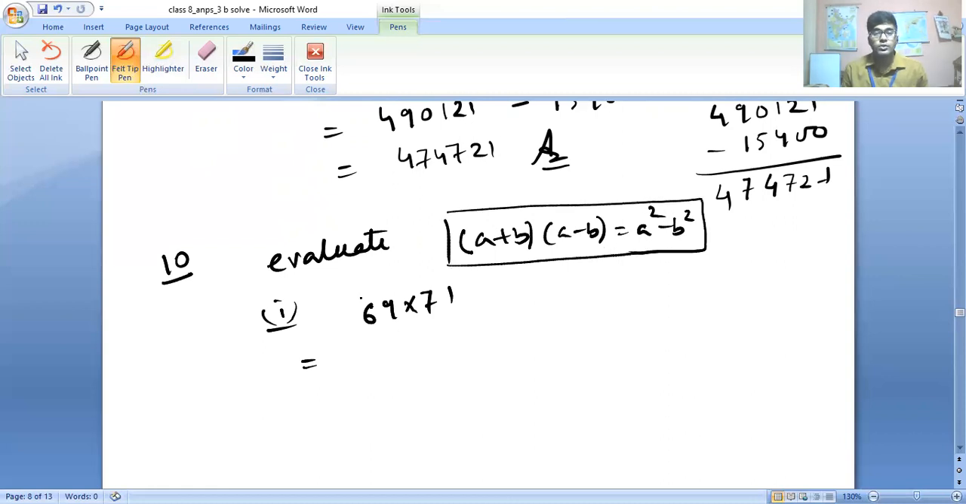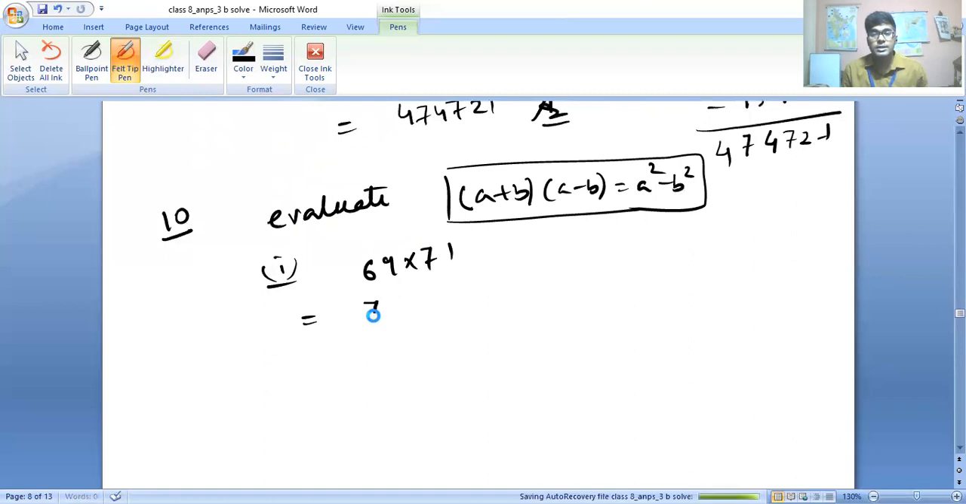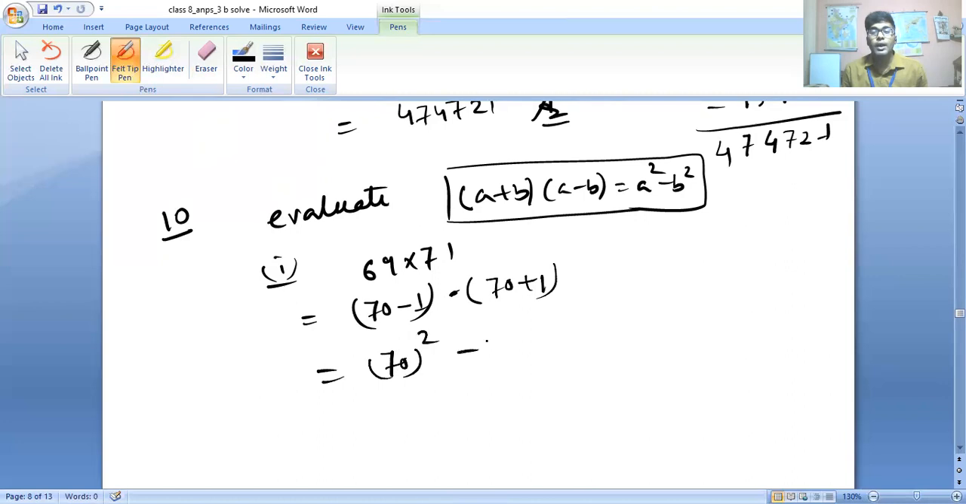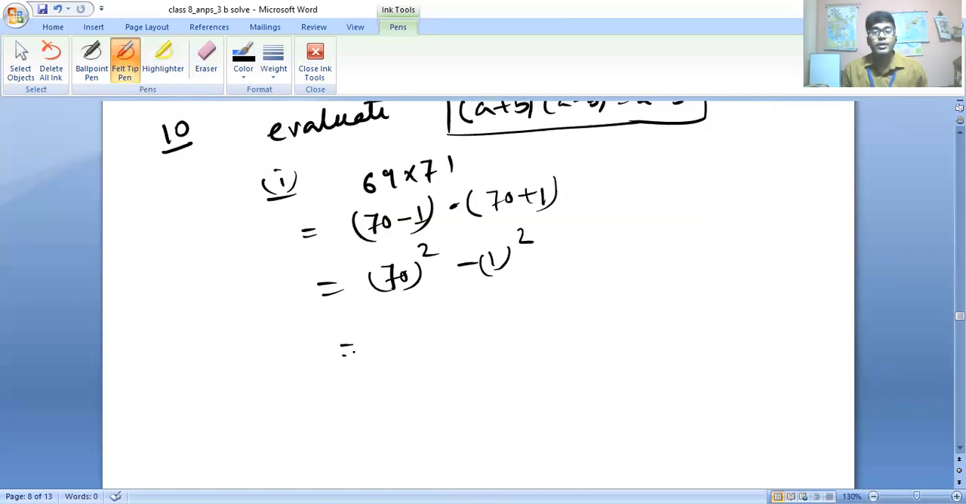See, 69 can be written as 70 minus 1, and 71 can be written as 70 plus 1. So this is of the form a plus b into a minus b. Obviously, the answer will be a square minus b square. So 70 whole square means 4900, minus 10. That means it will be 4,890.